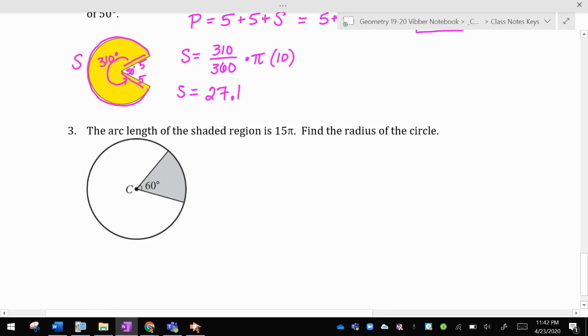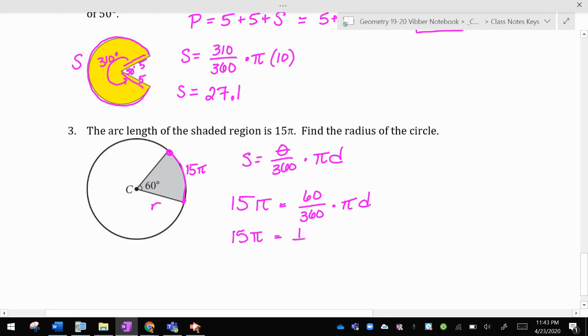And last, but certainly not least, find the arc length. The arc length of the shaded section is 15 pi. So this right here is 15 pi. Find the radius. All right, so arc length is angle over 360 times pi d. The arc length is 15 pi, so I'm going to put that 15 pi here. And that's 60 360ths times pi d. Well, 60 out of 360 is really 1/6.